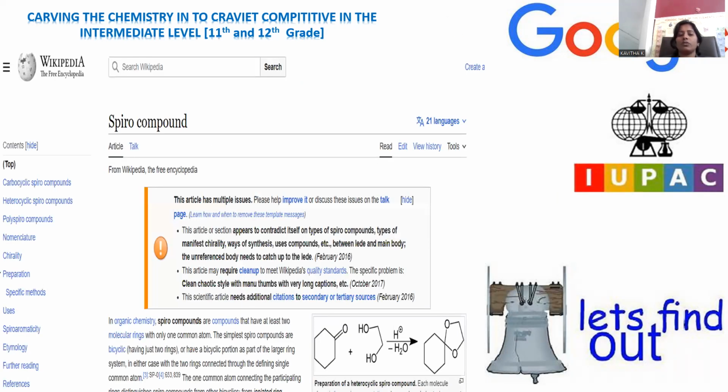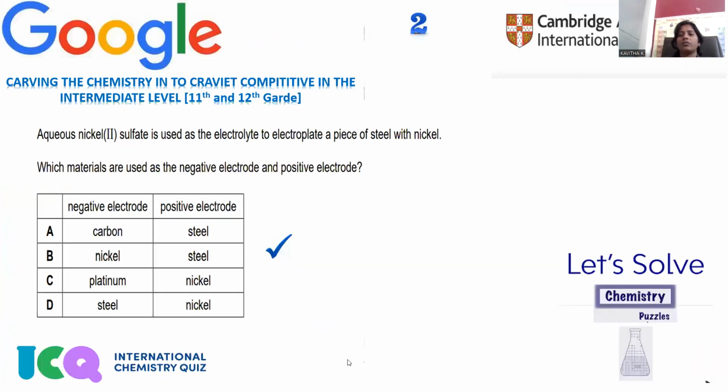Fine. Moving on, here is again the definition for the spiro compound. In organic chemistry, spiro compounds are compounds in which at least two ring systems must be present and they should be joined by one common carbon atom. This is a simple example of a spiro compound. On one side you can find 6 carbons and on the other side 5 carbons, both fused with a common carbon. This carbon remains common for two ring systems. This is called a spiro one, right?